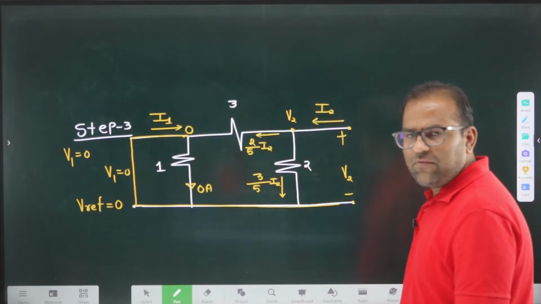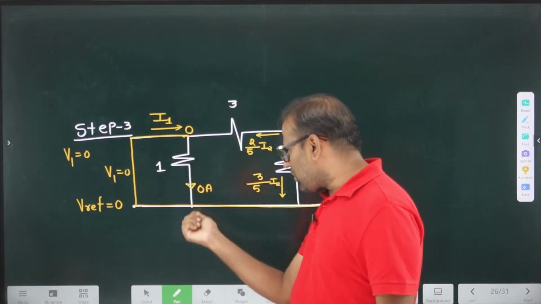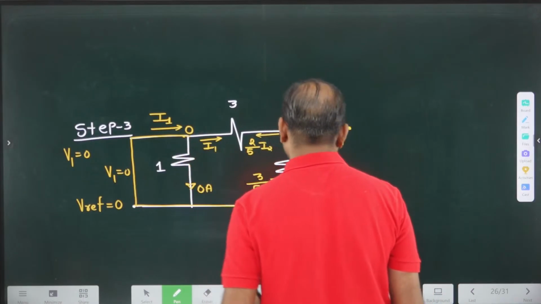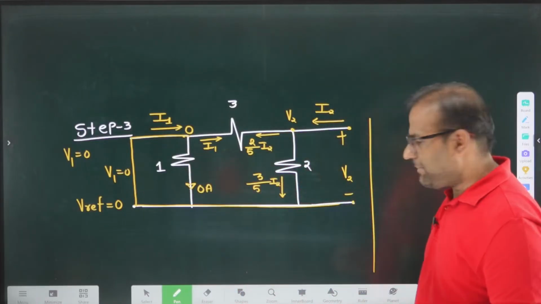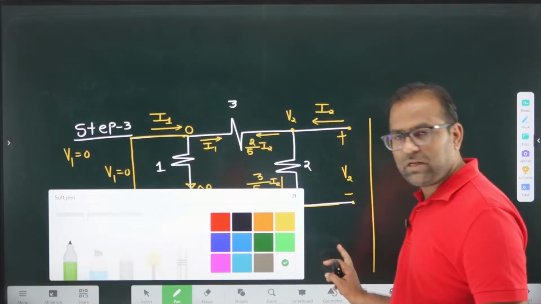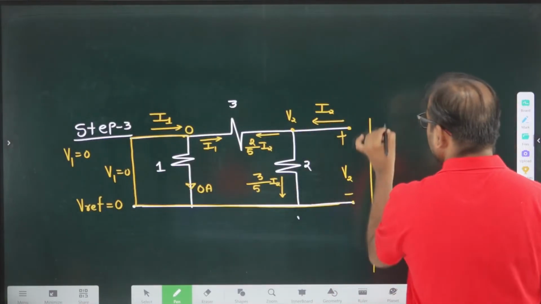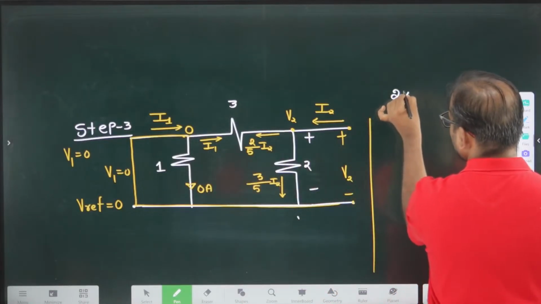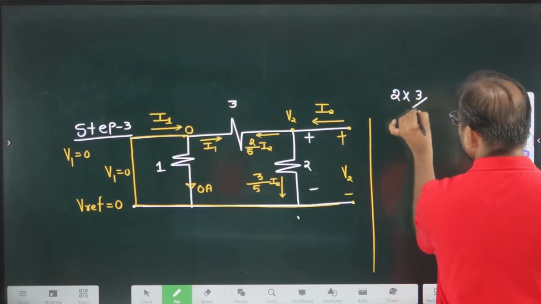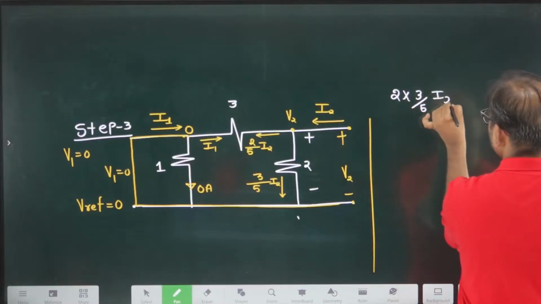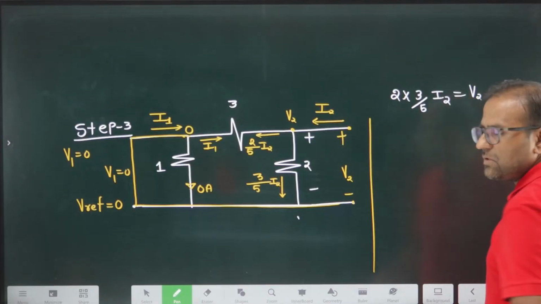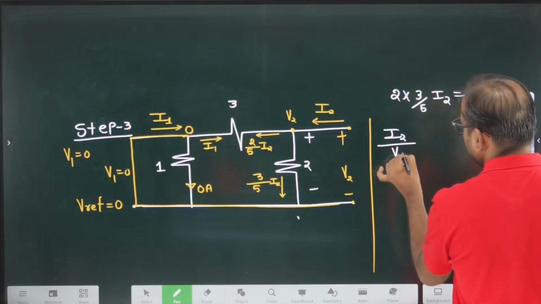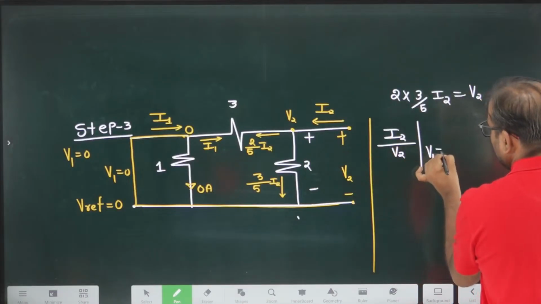Can I say if I1 is the incoming current, but this current is not going in this 1 ohm resistance, can I say I1 is the current we are having from here? And now we can find both parameters. The remaining two parameters can be calculated from here. If I apply KVL at this loop, what is the potential drop here? 2 into 3 divided by 5 into I2 is equivalent to V2. So one parameter is known, the I2 divided by V2 ratio, by making V1 equal to 0.